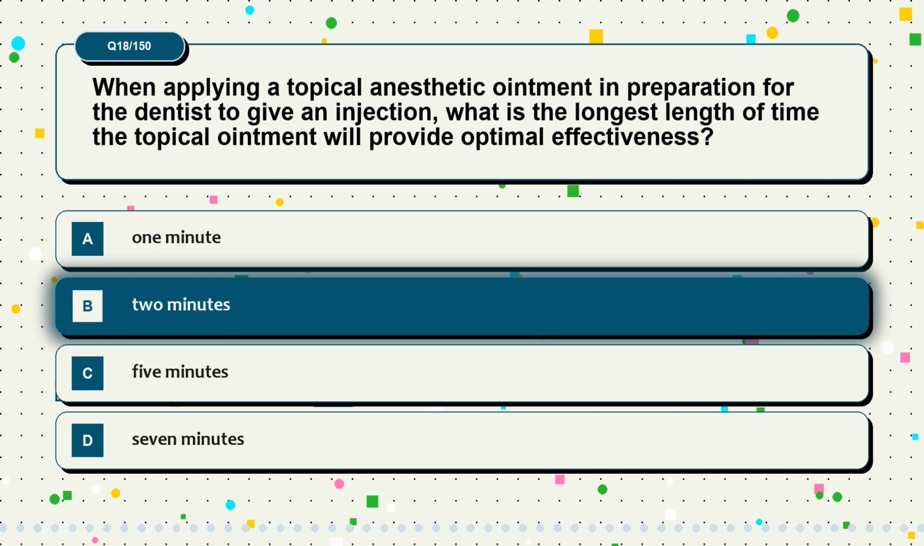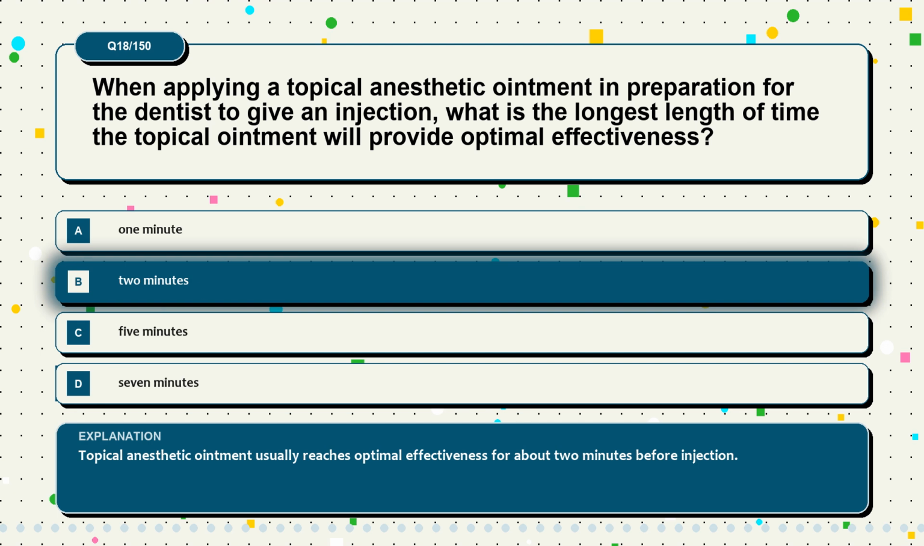The correct answer is option B, 2 minutes. Topical anesthetic ointment usually reaches optimal effectiveness for about 2 minutes before injection.